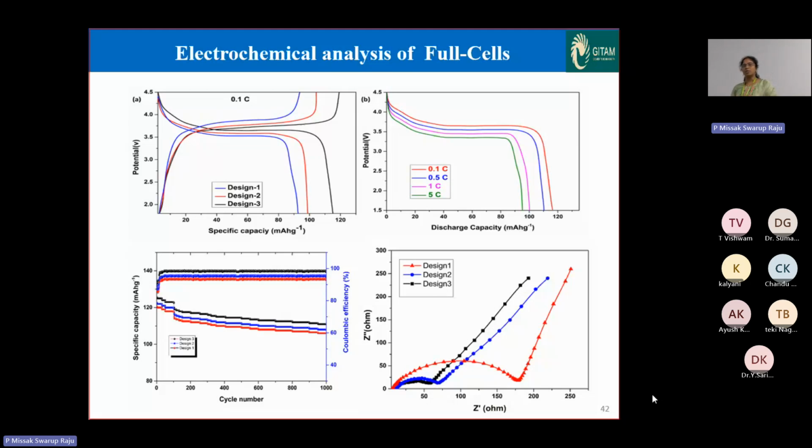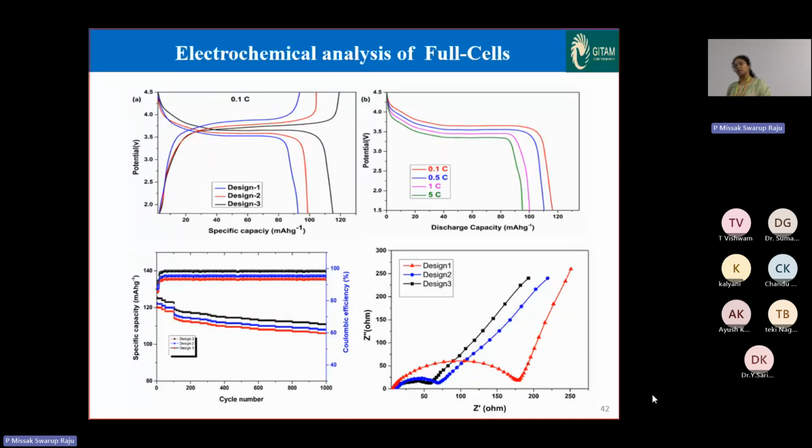Then the same samples were cycled up to 1000 cycles. What is the relation between specific capacity and cycle number, and between Coulombic efficiency and cycle number? Design 3 has more specific capacity and more efficiency. That is why we want that combination of nickel and copper, since the Coulombic efficiency was also higher in the previous results. The same combination is observed in this full cell too.